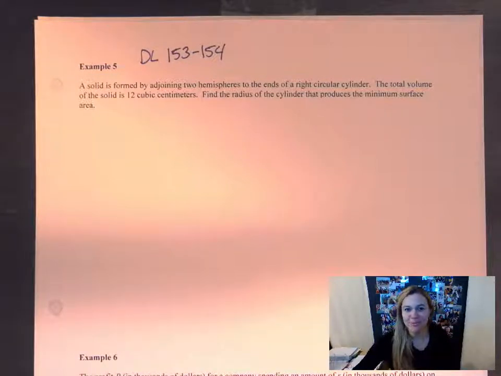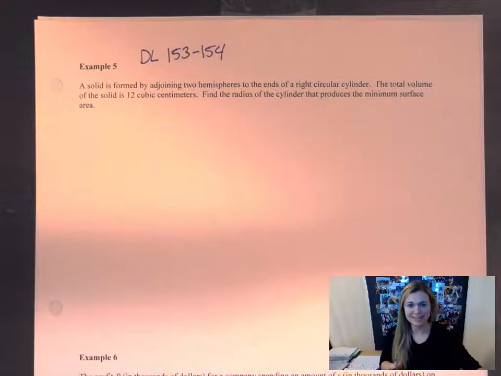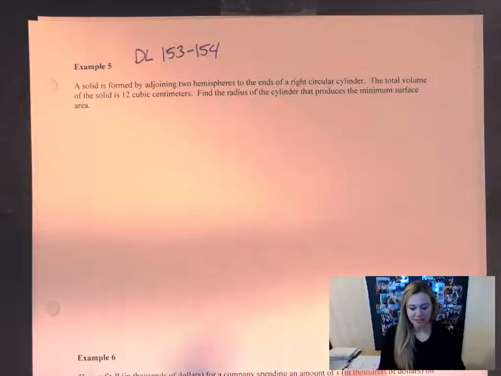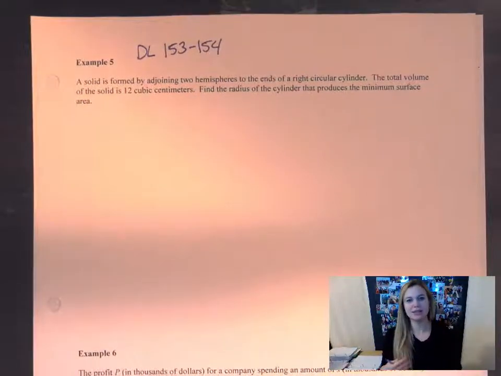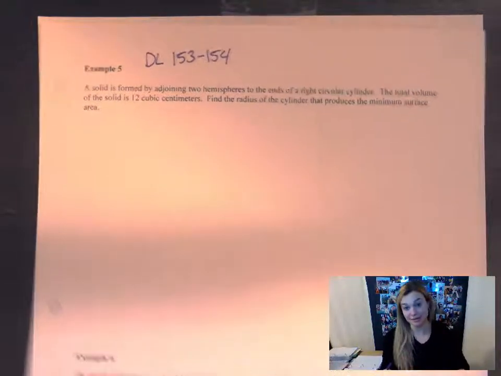Day 2 of optimization. We are on daily lessons 153 and 154. You can do this. I'm actually not going to start at example 5. I'm going to do something wild and crazy and start at example 6. The reason is, example 5, you can get hung up on the algebra. There's more room up here, you can see. Example 6 just kind of gets us back into this, reminds you what optimization is.